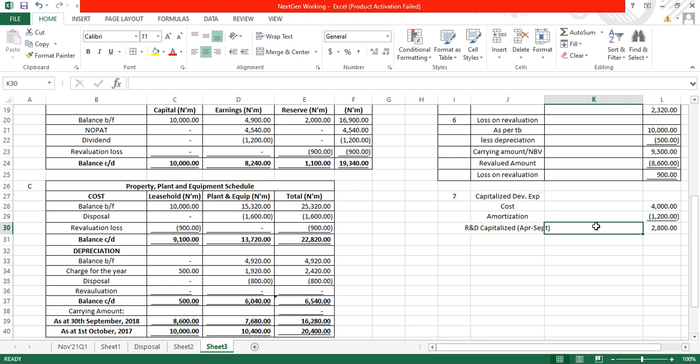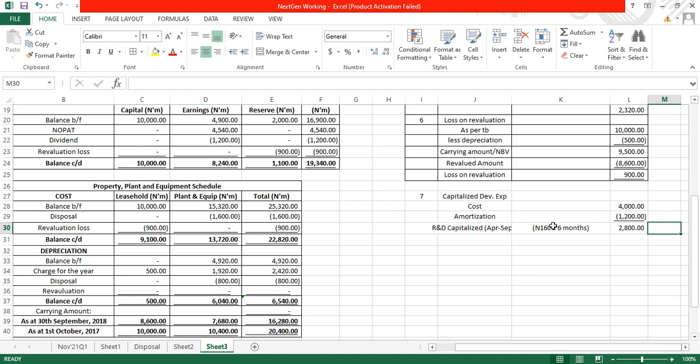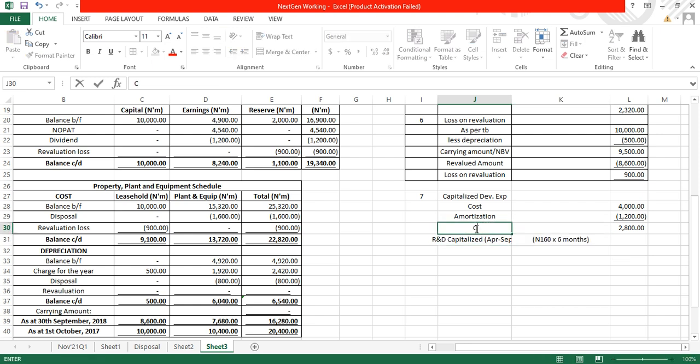All right? And that is how much? 160 multiplied by 6 months. Do we understand? Yes. So 160 for 6 months is how much? 960. This is my carrying amount. That is 960. Then what else do we have?